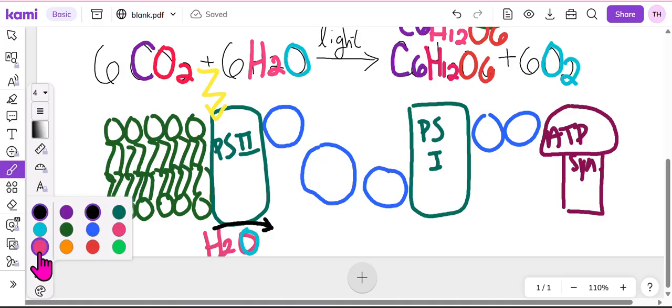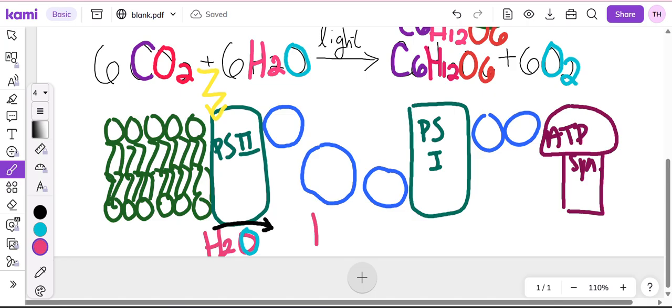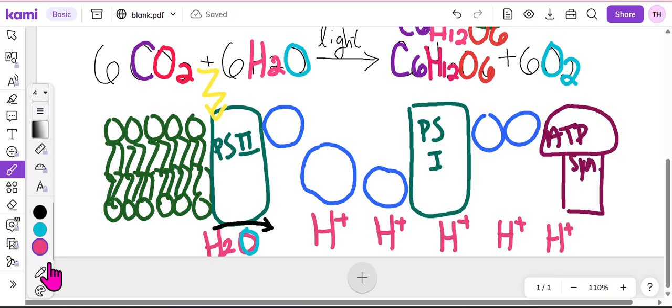And then the pink hydrogens, they actually come over here, and that will create what is our hydrogen gradient. Okay, so it rips it apart. The oxygen goes away. It's now a gas. It's oxygen gas. And it makes our hydrogen gradient. Okay, and we'll talk about that more in a second.